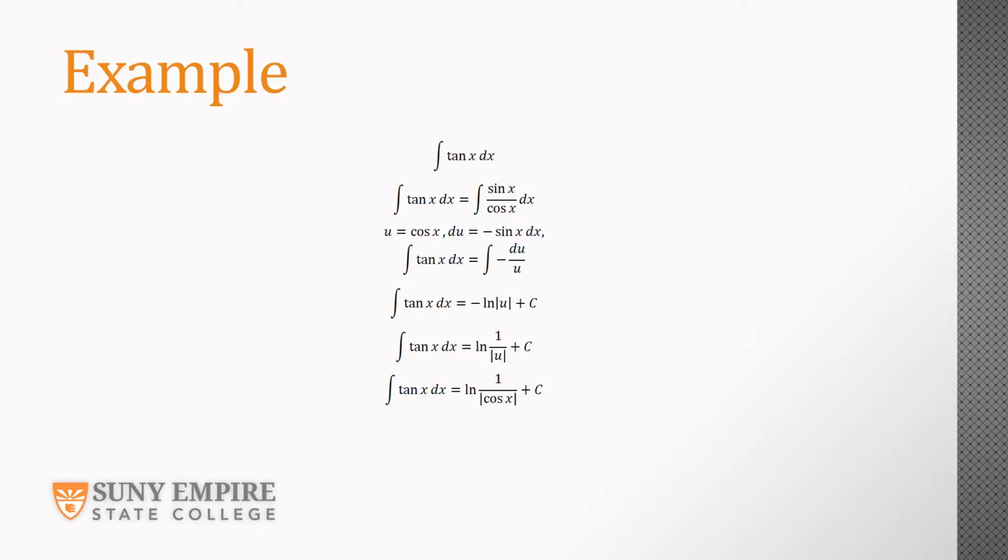Plugging back in our original function, we have the natural logarithm of 1 over the absolute value of cosine of x plus c. Using our identities once more, we have the integral of tangent of x equal to the natural logarithm of the absolute value of the secant of x plus c.